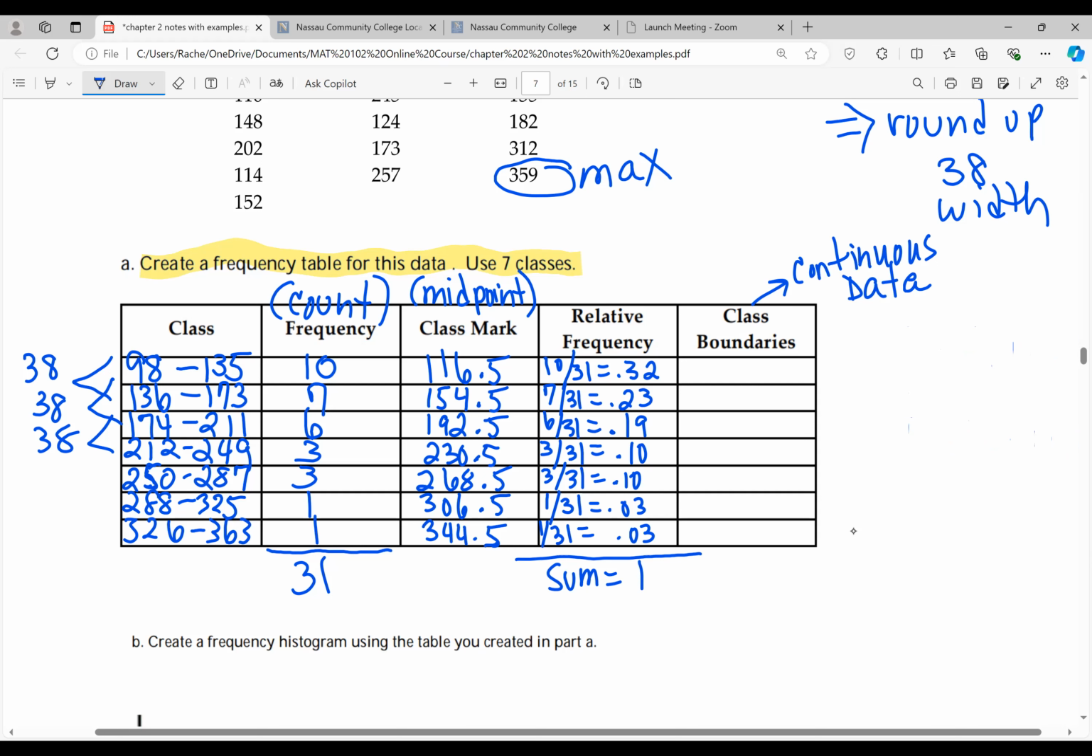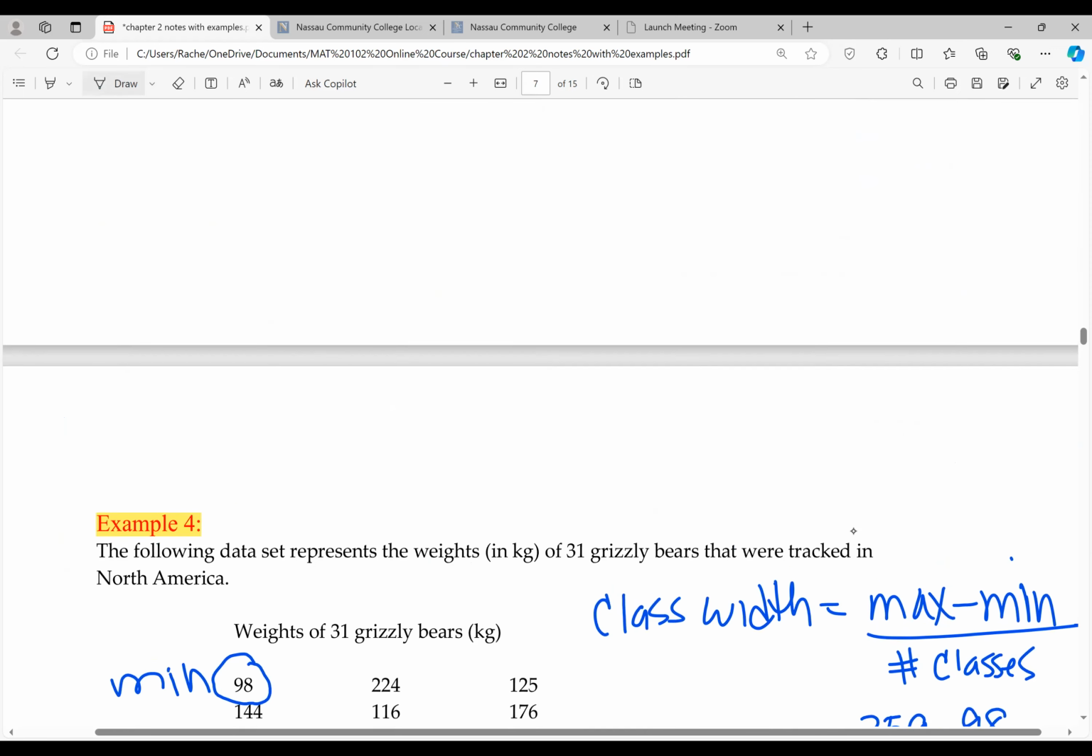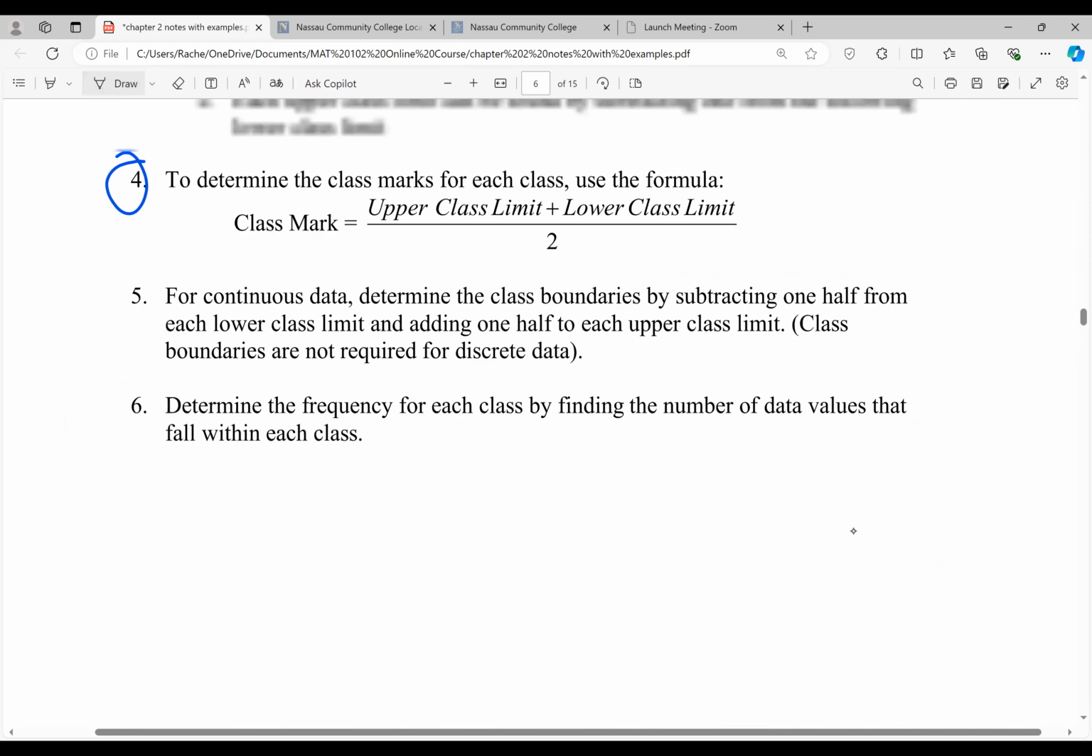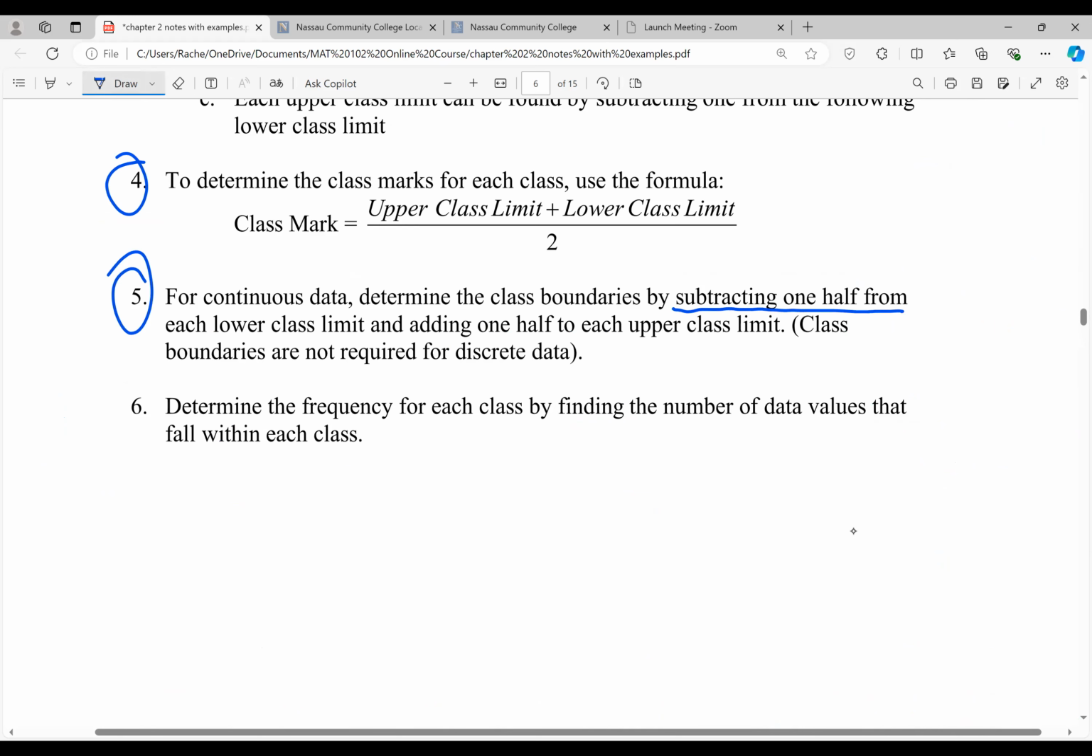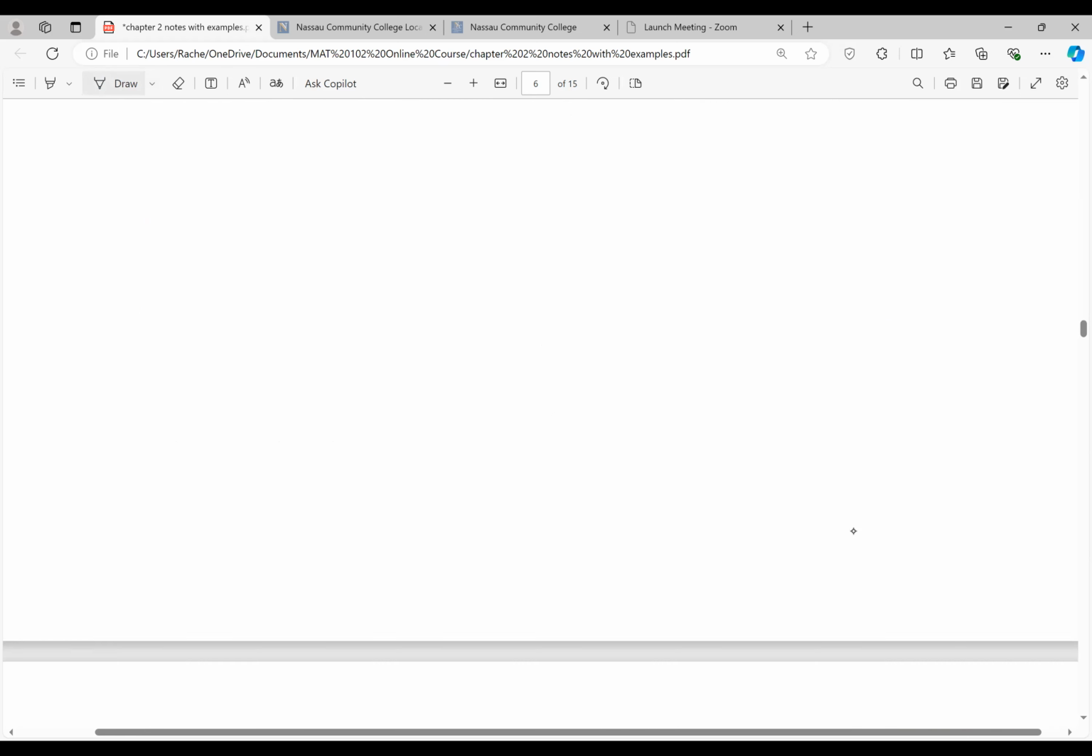So to get the class boundaries, and I have the steps up here in case you want to refer to it when you're practicing on your own, this is step 5. If you want to determine the class boundaries for continuous data, you're going to subtract 1/2 from each lower class limit, and you're going to add 1/2 to each upper class limit. So let me show you.